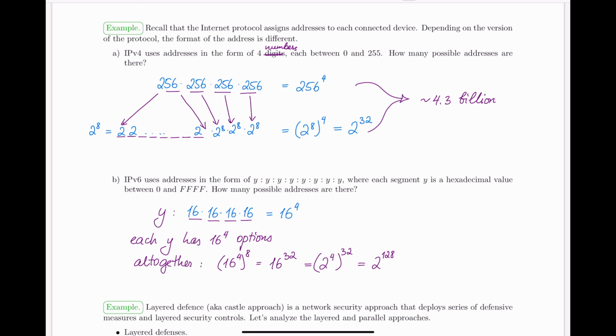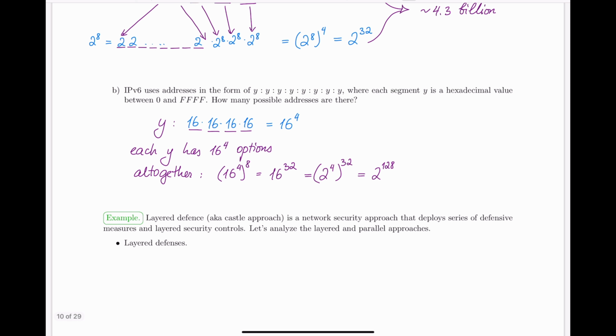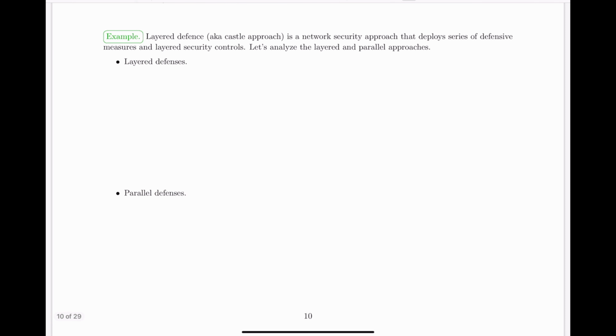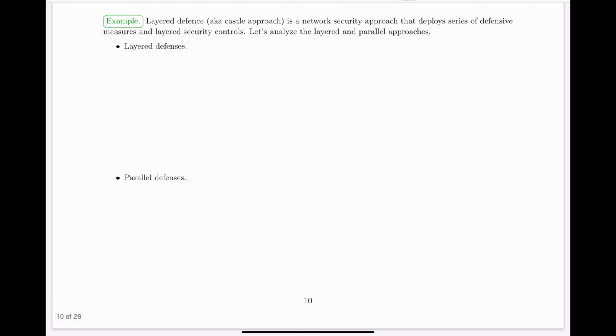The next example here is going to talk about network security approach. So not just distributing addresses, but protecting the actual information. There are two different types of defenses. There is a layered defense, also known as the castle approach, and then there's parallel defense. The castle defense is usually pointed out as being more secure, and we would like to find out why that is the case.